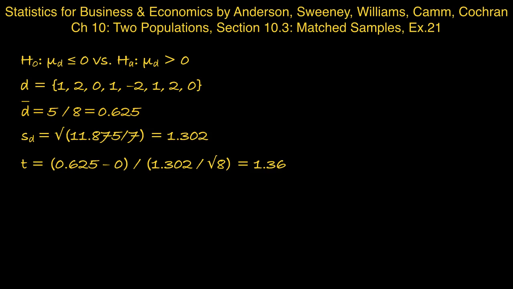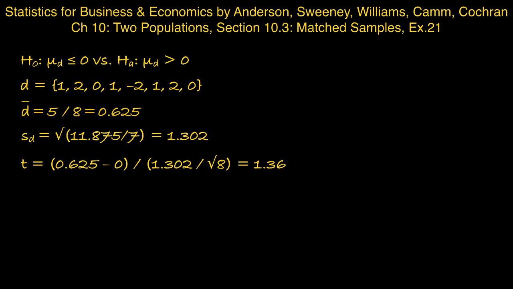We're doing an upper tail test here, so our p-value will be obtained by looking at the t-distribution table and looking at the row for 7 degrees of freedom, since our sample size is 8 and the degrees of freedom is n-1.